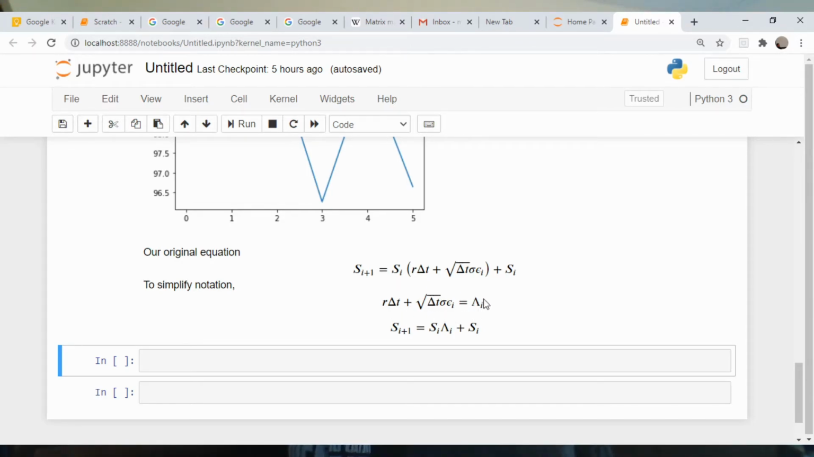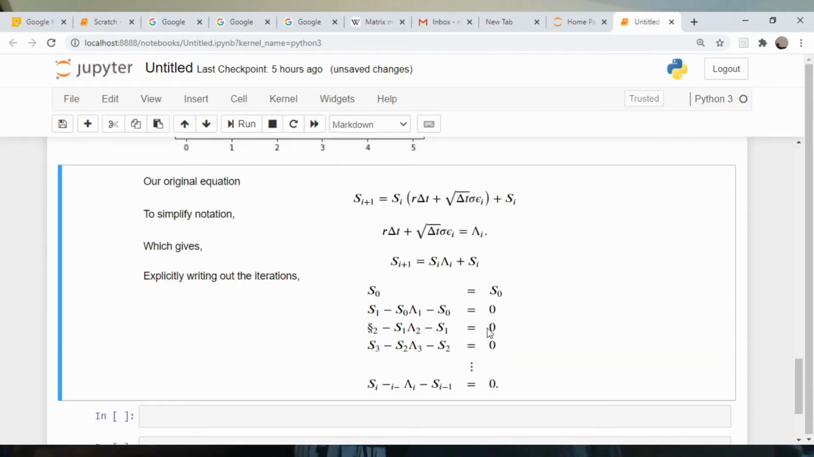I used the capital lambda in the last video, so I'll keep that in this one. So this is just equal to the terms in parentheses here. Again, it's just to simplify things. It's going to be different for every day because of this epsilon sub I term. So we can have a lambda sub I, and that transforms that equation into this. So now let's write out a few iterations of this.